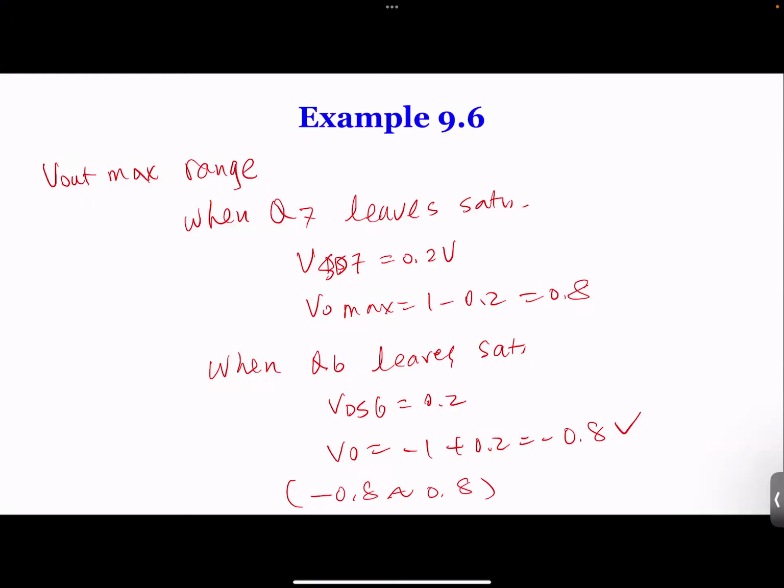If your input is small, your output will be sinusoidal. But if your input is big, you get something like this. The top part will be clamped at 0.8 volts, so you're no longer going to get a purely sinusoidal output. Okay, so that's example 9.6.